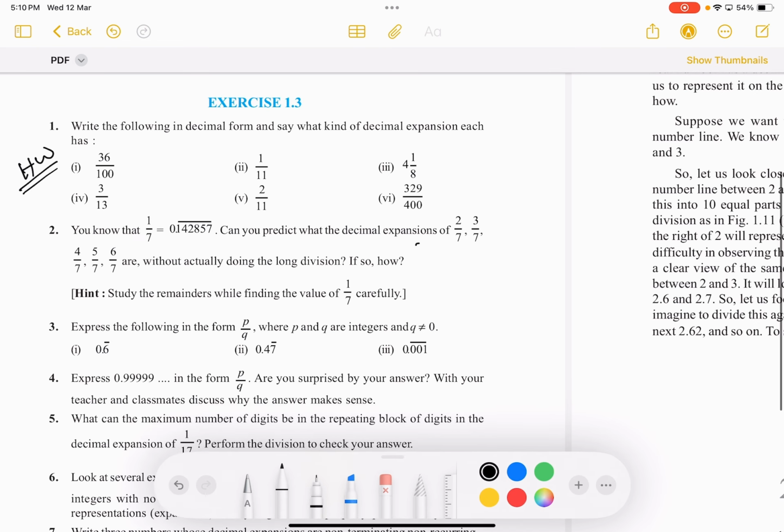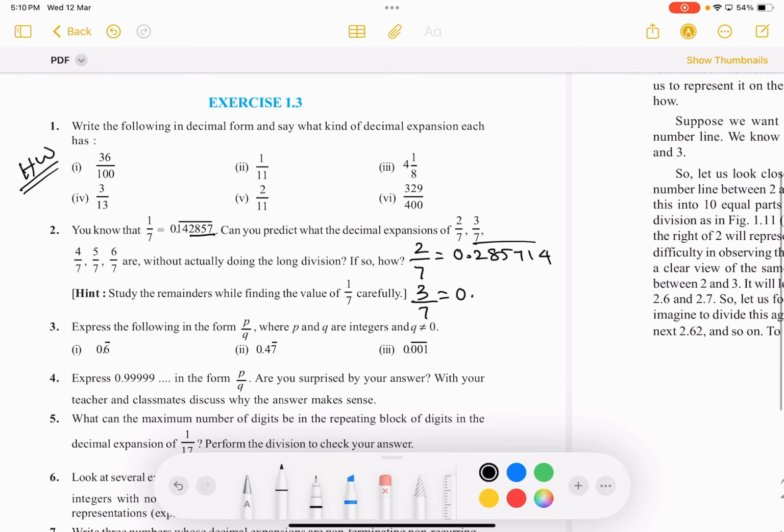So the answer for 2 by 7 you can directly write: 20, and 2 7s are 14, so it will start from 2. Start from 2, that will be your answer: 0.285714 bar, right? Write the answers. So you are predicting like this. 3 by 7: so 30. How many times 7? 4 7s are 28, right? So first identify only the first quotient number and start from that: 428571.